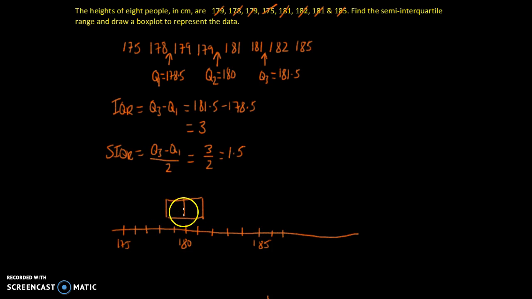So Q1, Q2, Q3. We also put in the lowest value and the highest value. So a little line there at 175 and another little line at the highest value at 185. And then we join that with a straight line. And that's your box plot to represent this data. It's often referred to as a box and whisker plot as well.